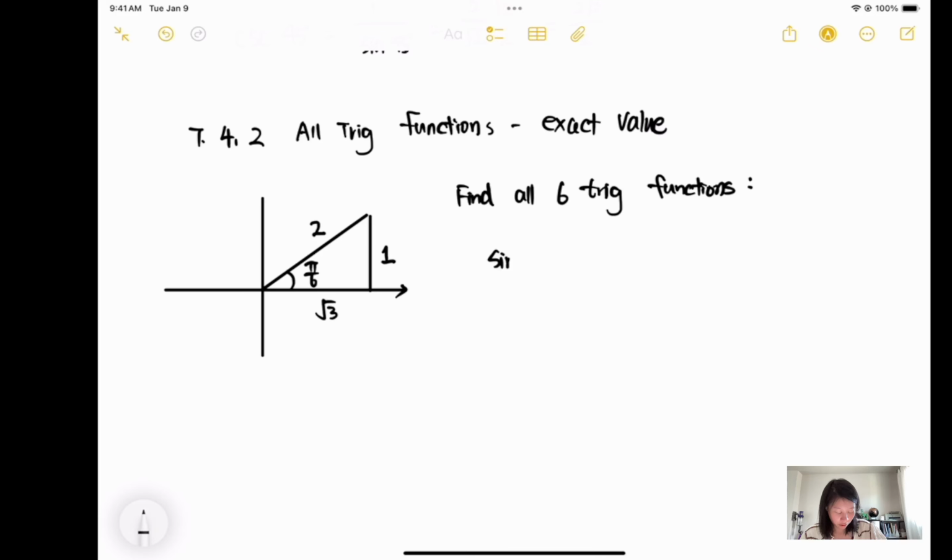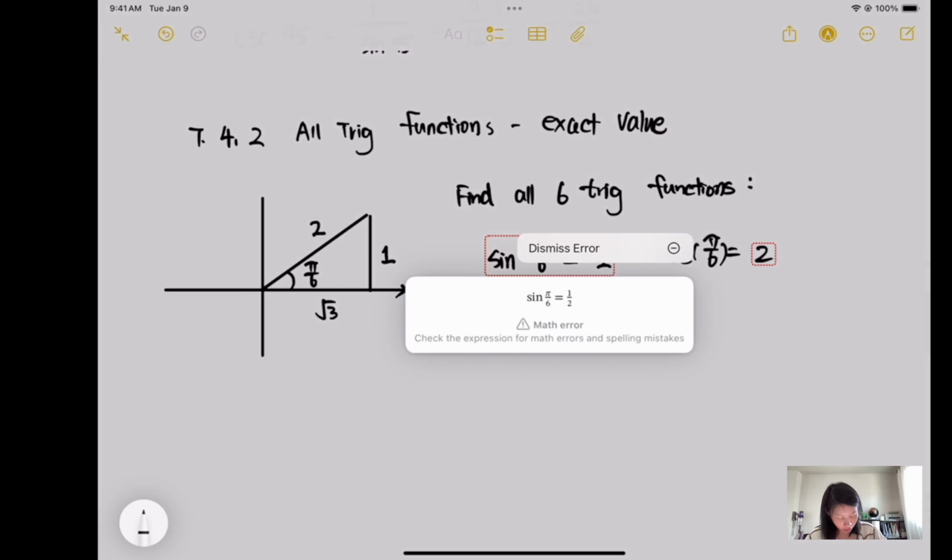So first, sine pi over 6. Well, pi over 6, sine is equal to what? The opposite over the hypotenuse, which is 1/2. If we find sine, we should be able to find the cosecant because it's the reciprocal. Let's do this one because it's easier, which is equal to 2.